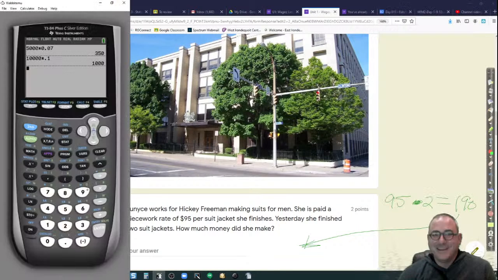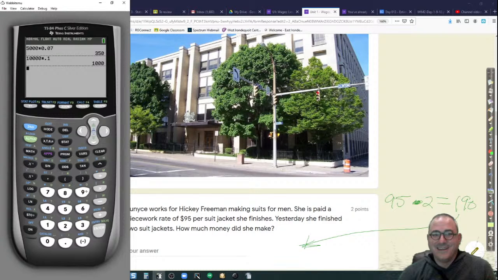Oh yes, 95 times 2. $190. All right. So I'm going to clear the screen. If you need it, pause, and then move on to the next one.